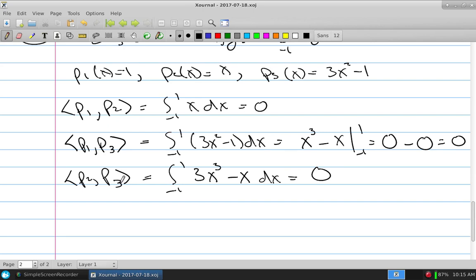So this set of polynomials are what? They're orthogonal. And so 1, x, and 3x squared minus 1 are an orthogonal set. You just check the inner product on every combination that you could do. If they're all 0, they're orthogonal.